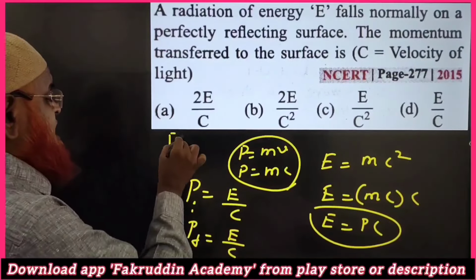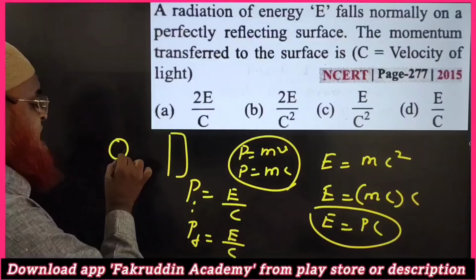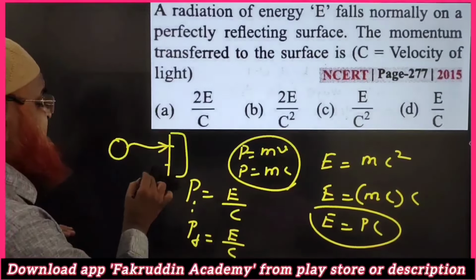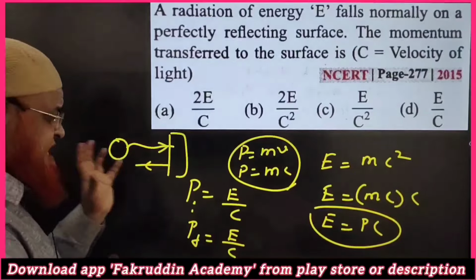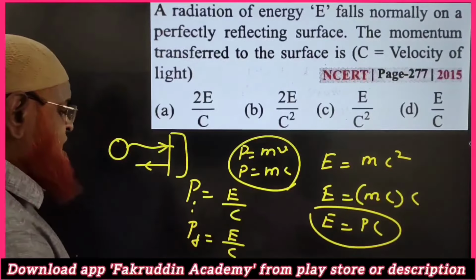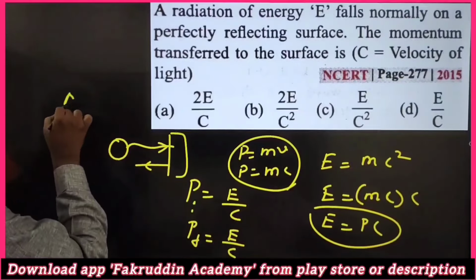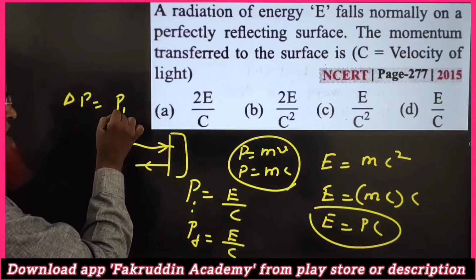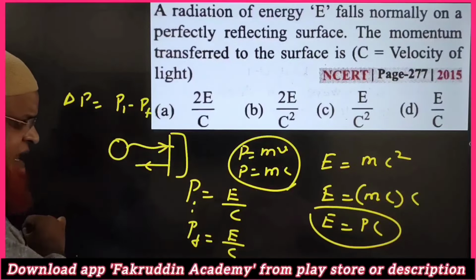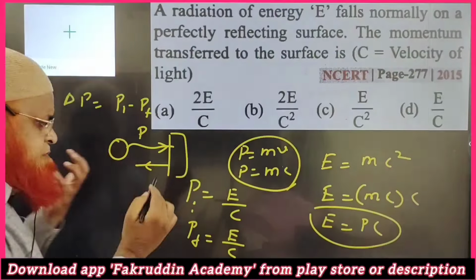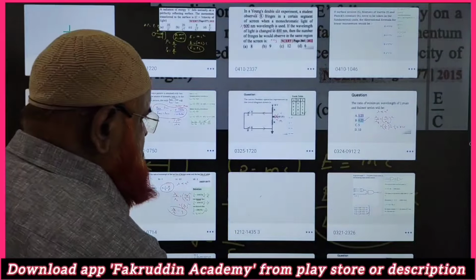From any body, radiation goes, strikes and returns back. Then what happens to the momentum? So here, he is asking us to find out the change in momentum. So momentum initial minus momentum final. When it goes, it is initial P. When it returns back, it is going to be how much?